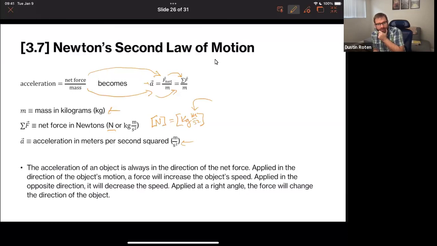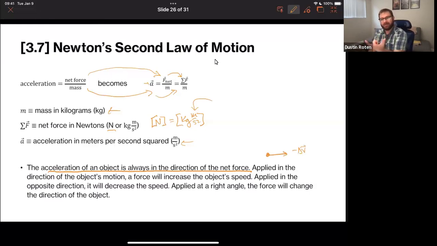So the acceleration of an object is always in the direction of the net force. Now remember, I said that the acceleration could point opposite of our motion. That's totally fine. But that's because the net force is pointing behind us to slow us down. So acceleration and net force always point in the same direction, but they don't have to point in the direction we're traveling. Okay, so we could be traveling this way, but maybe our velocity is slowing down, so we have a negative change in our velocity.